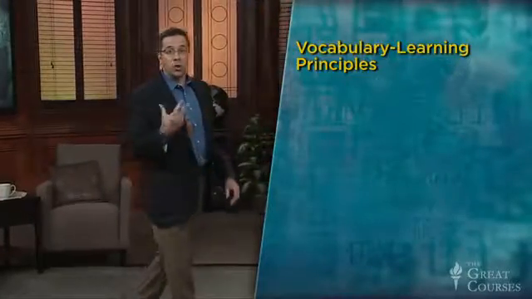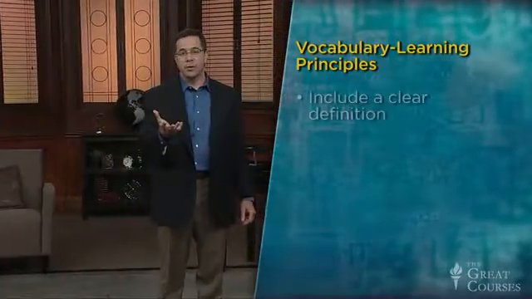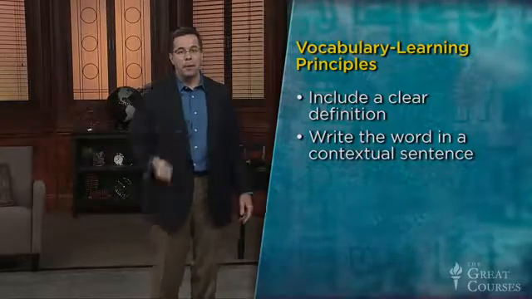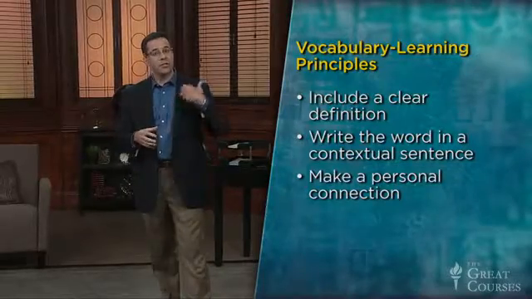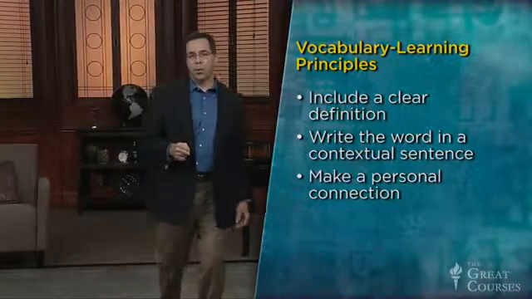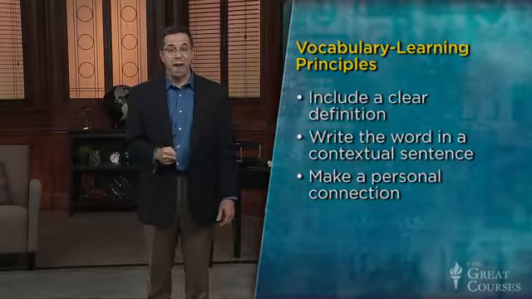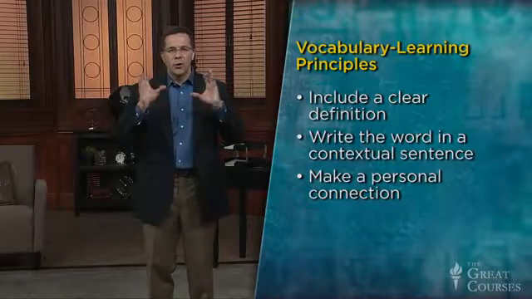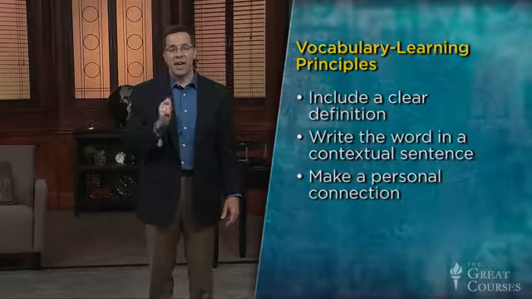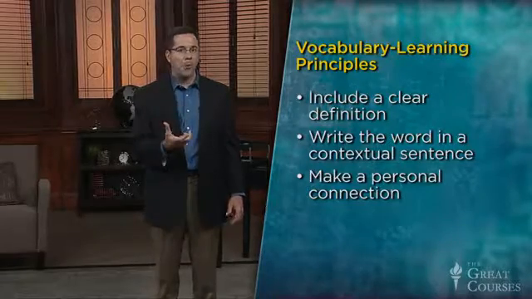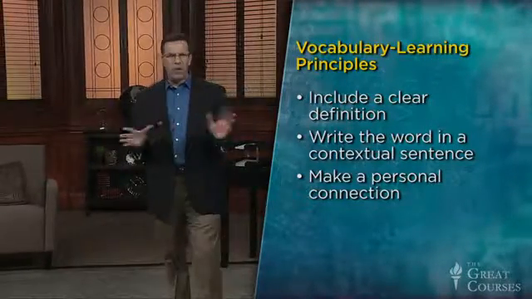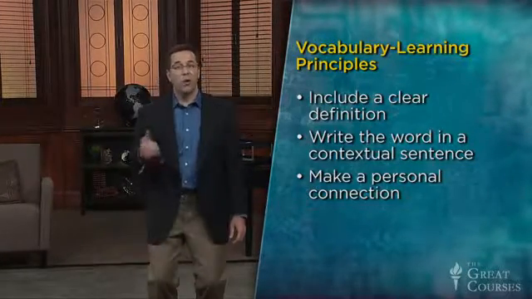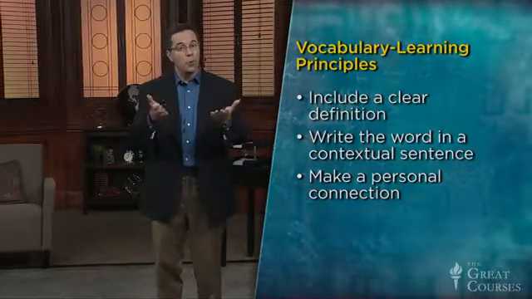For each word in your notebook, use our vocabulary learning principles. Include a clear definition and write the word in a rich contextual sentence so you know what it means. Make a personal connection to the word. If the word describes a person you know or relates to an experience you've had, write that person's name down as an example, or jot down the experience. Draw a picture of the word if that helps. Pictures can be incredibly powerful memory tools. Don't worry if you're not artistic, I'm not. Stick figures and rudimentary sketches will do. As long as you can tell what the image is, it will help you remember the word.